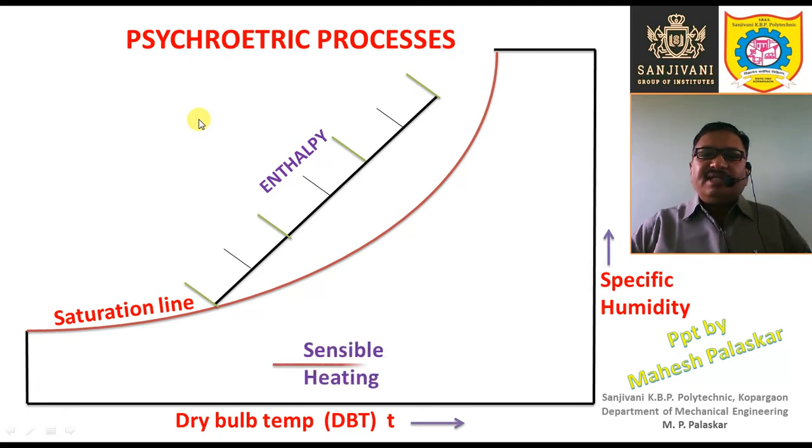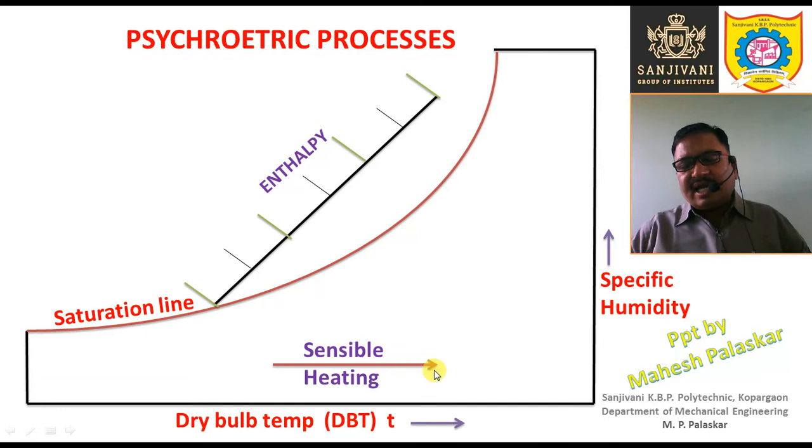So the first process is the sensible heating process. Look at this line, this arrow. It is traveling in the horizontal direction towards the right, right? So the direction is right and it is a horizontal line, a horizontal arrow. This is the initial condition, this is the final condition, right? And since it is horizontal, it is a sensible heating process.